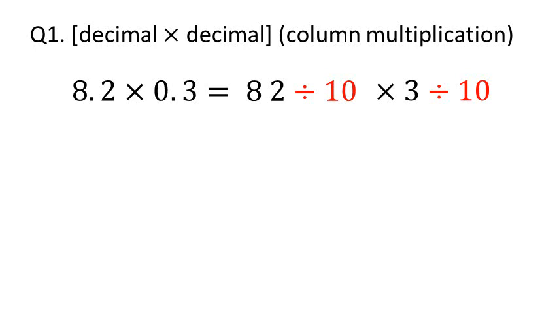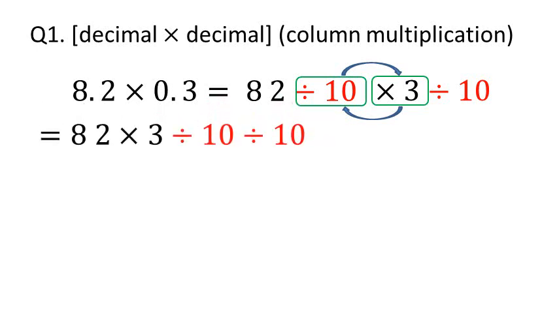Since division and multiplication are in the same order of operation, we can switch divided by 10 and times 3. So 82 divided by 10 times 3 divided by 10 is equal to 82 times 3 divided by 10 divided by 10. Do you remember how to divide a decimal by 10? You just move the decimal point one place to the left. In this case, you have 2 of divided by 10, so you need to move the decimal point 2 places to the left.